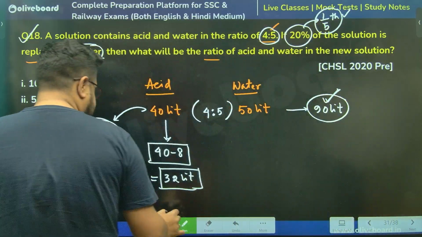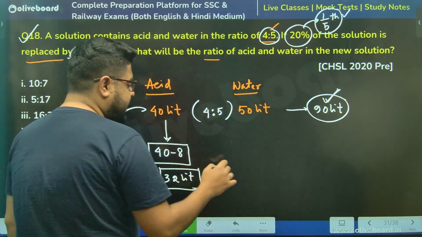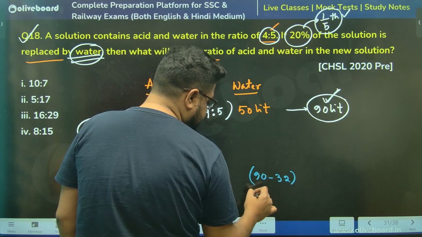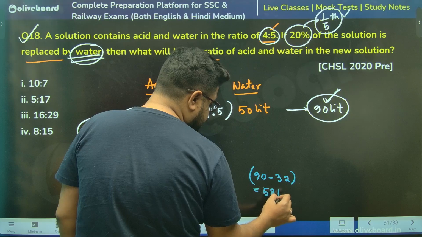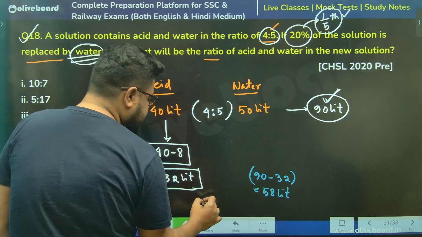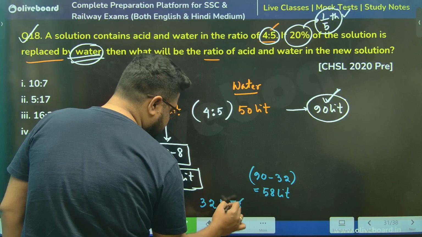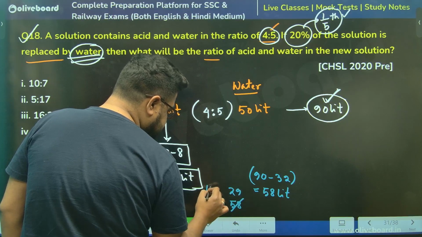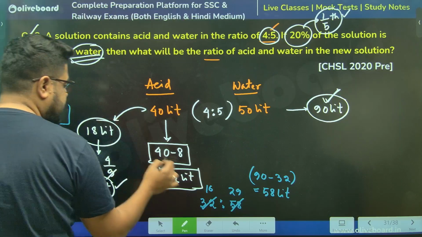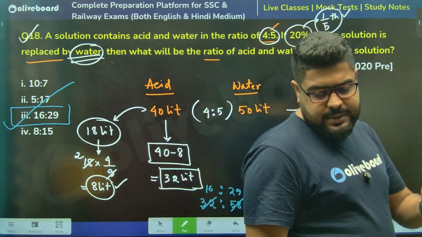So this is 32 liters. So how much water? Again, you see, this is how we save time. We don't calculate water. I will simply say water will be, sir, total minus this, which is 58 liters. So they will say acid and water ratio will be 32:58. 2 sir 29, 2 sir 16. 16:29. Option number 3 is your correct answer, sir.